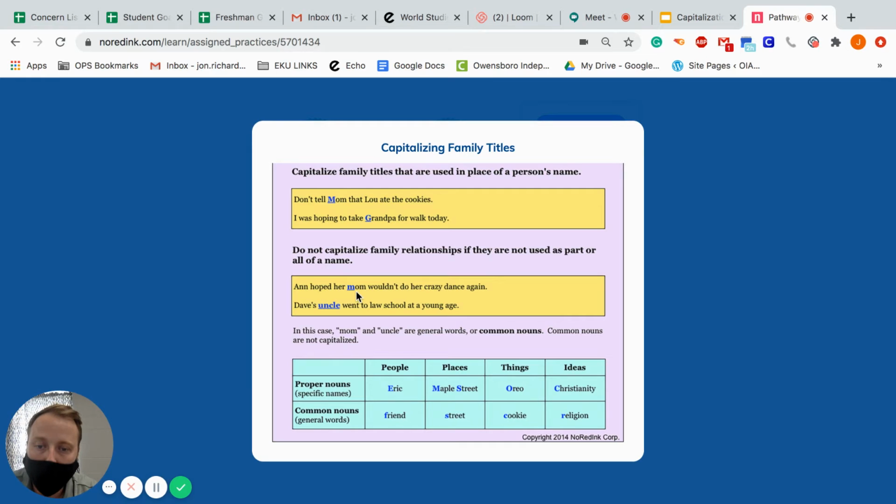Anne hoped her Susie wouldn't do her crazy dance again. Does that make any sense? No. It doesn't make any sense. That phrase does not make any sense. So you do not capitalize Mom in that instance.